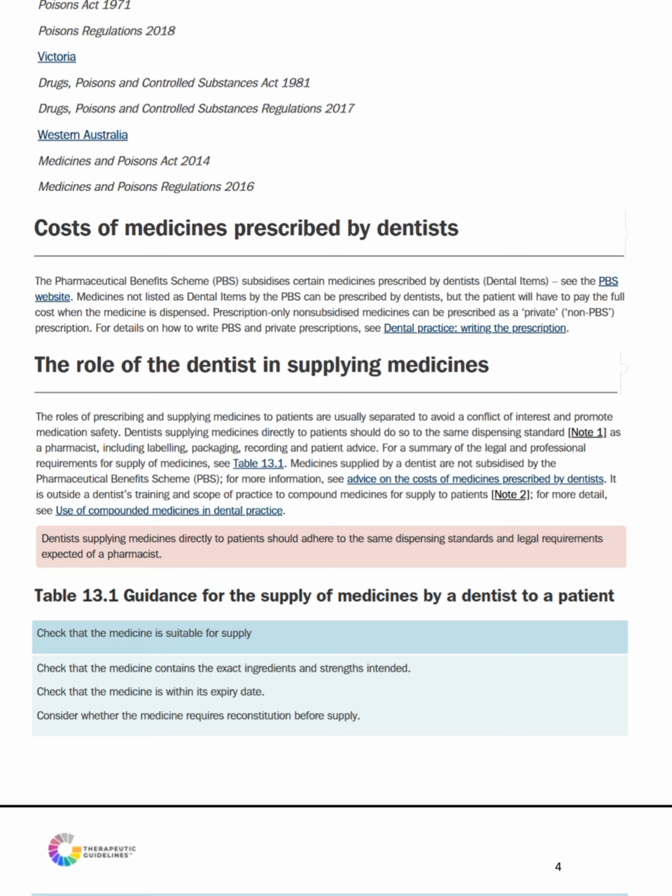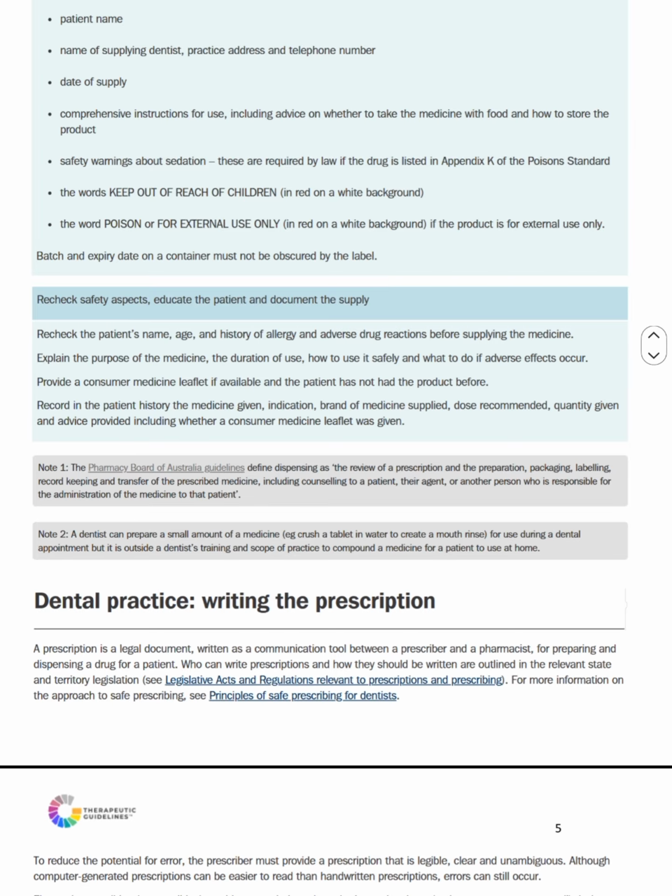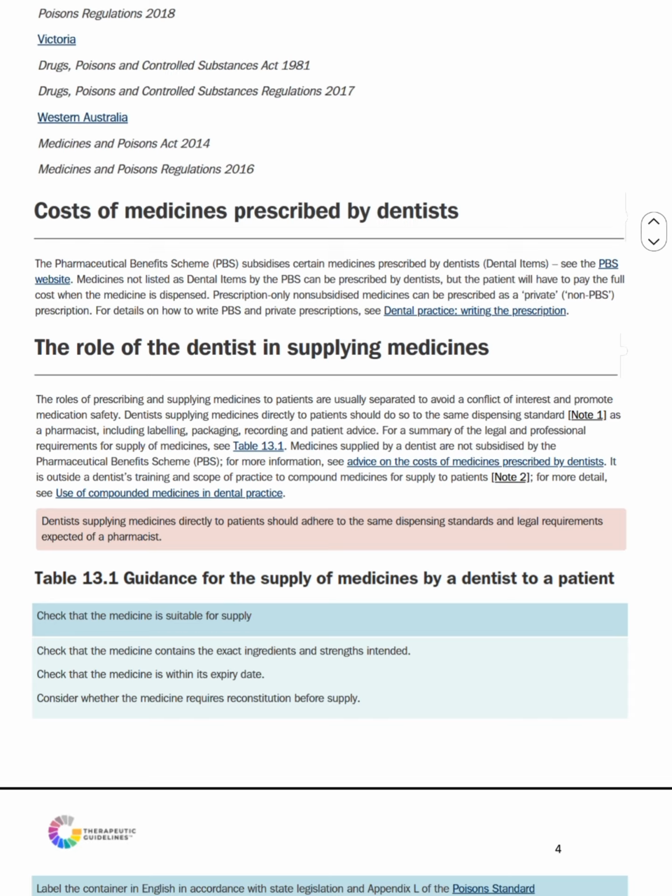The role of the dentist in supplying medicines. The roles of prescribing and supplying medicines to patients are usually separated to avoid a conflict of interest and promote medication safety. Dentists supplying medicine directly to patients should do so to the same dispensing standard. Note 1. Now we have to find out what Note 1 is. The Pharmacy Board of Australia guidelines define dispensing as the review of a prescription and the preparation, packaging, labeling, record keeping, and transfer of the prescribed medicine, including counseling to a patient, their agent, or another person who is responsible for the administration of the medicine to that patient. So that was Note 1, including labeling, packaging, recording, and patient advice.